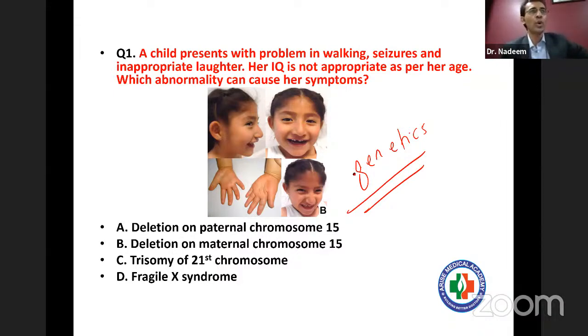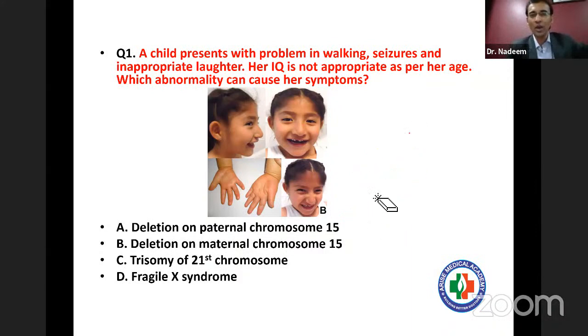Most of you are writing C. So you are thinking that this is Down syndrome? Really? No, Downs are completely different. Even the photo which you are seeing here in Down syndrome, everything will be different: size of the head, face, opening of the chin. Everything will be different in Downs.